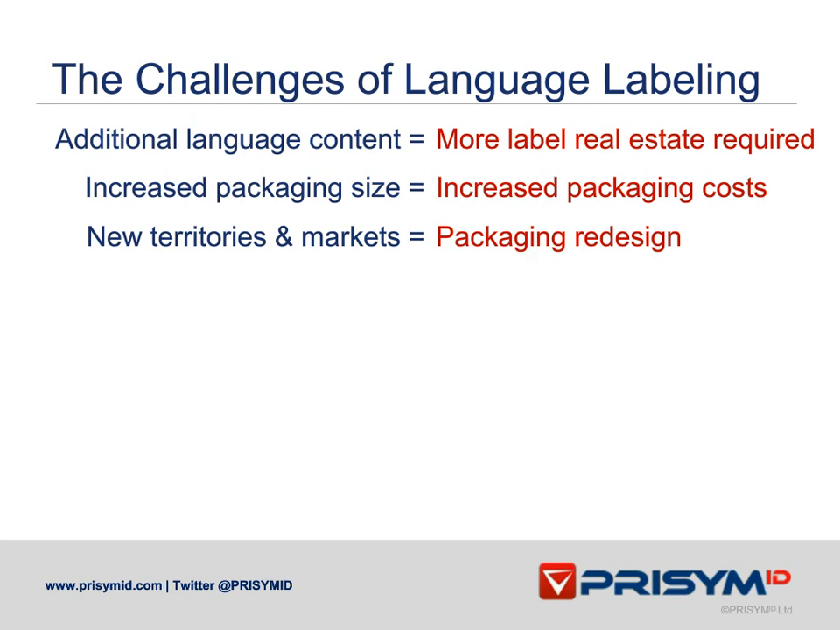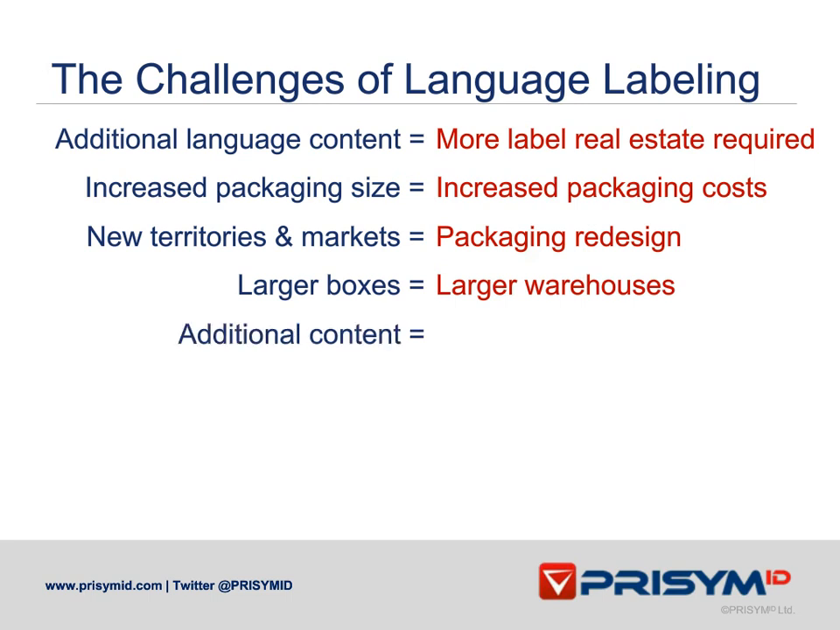So larger boxes to accommodate more content gives us a storage problem. The same product in a larger box means that we need larger warehouses which provide no value add to our organisation. Additional content equals a longer time to market. So we have to go through a process of reviewing and creating artworks and also then having external manufacturers produce some of our packaging materials.